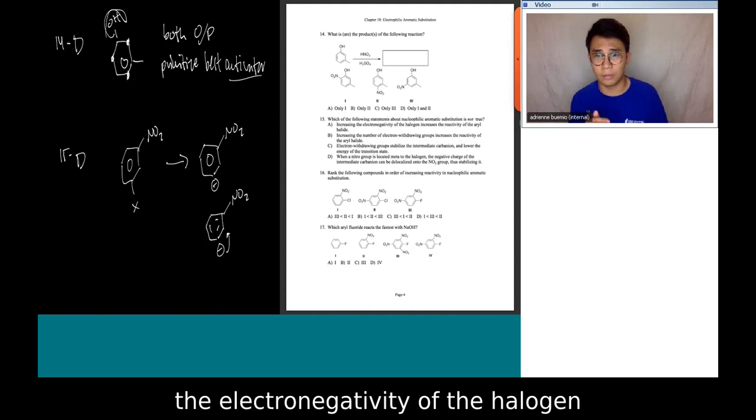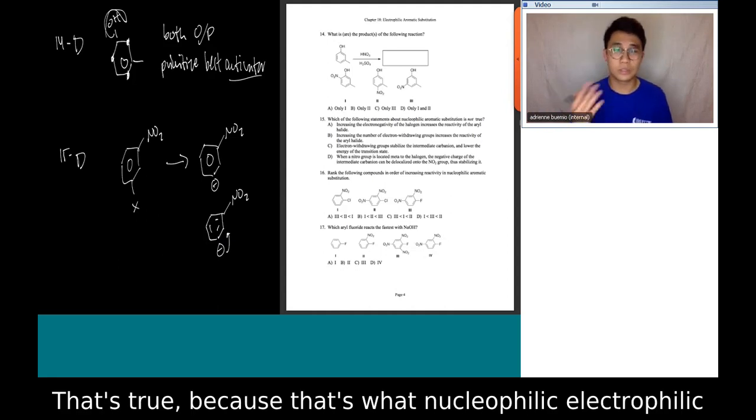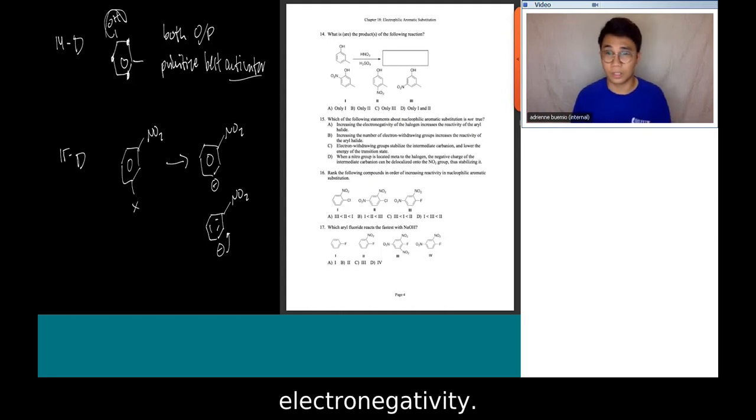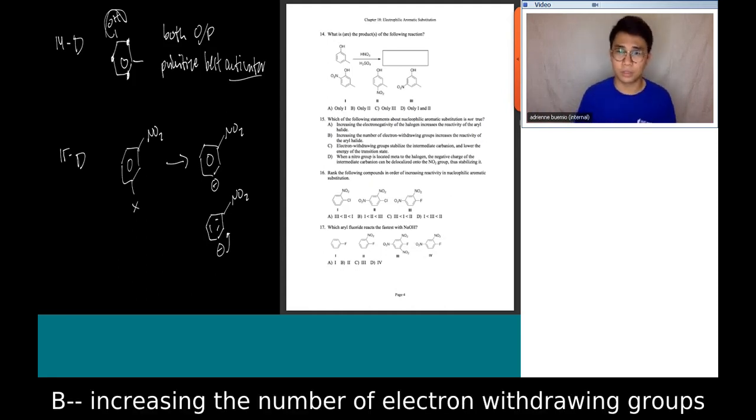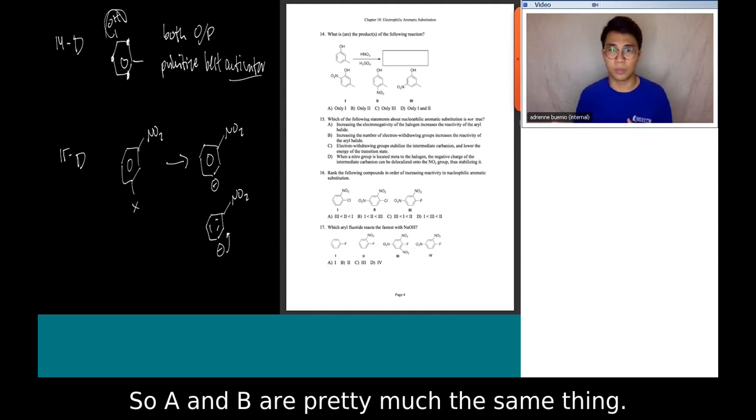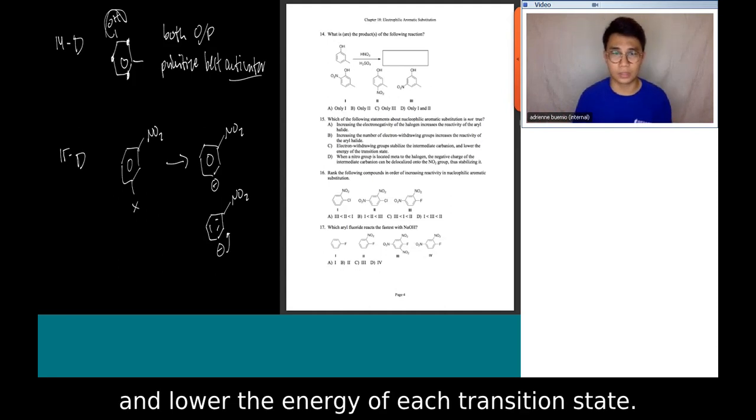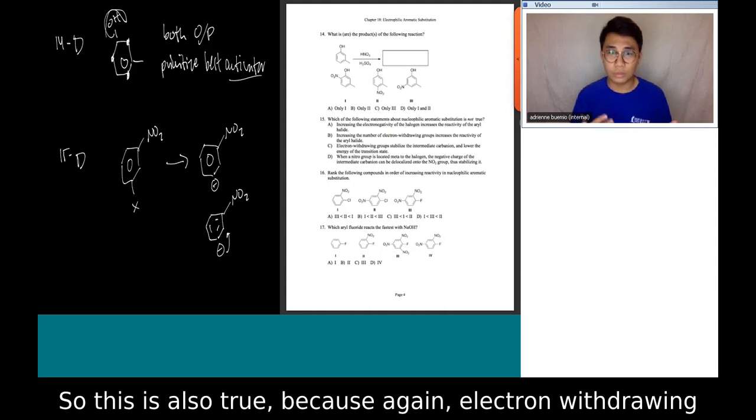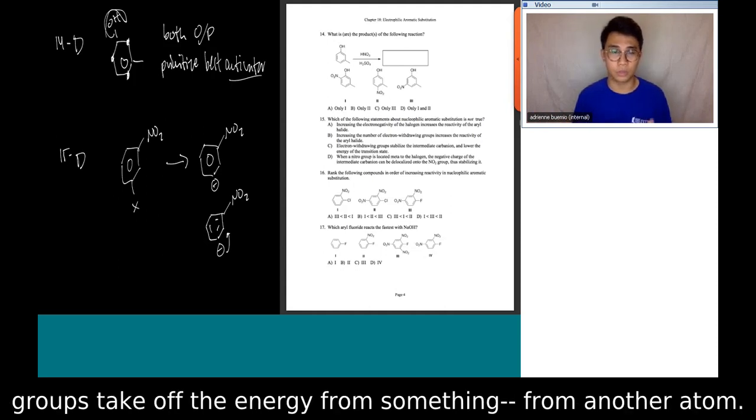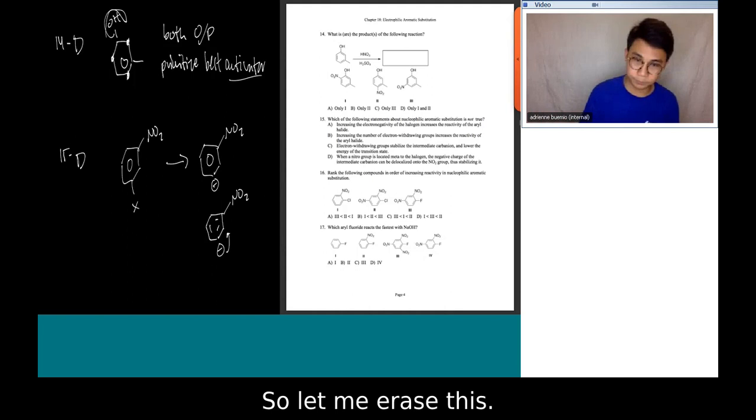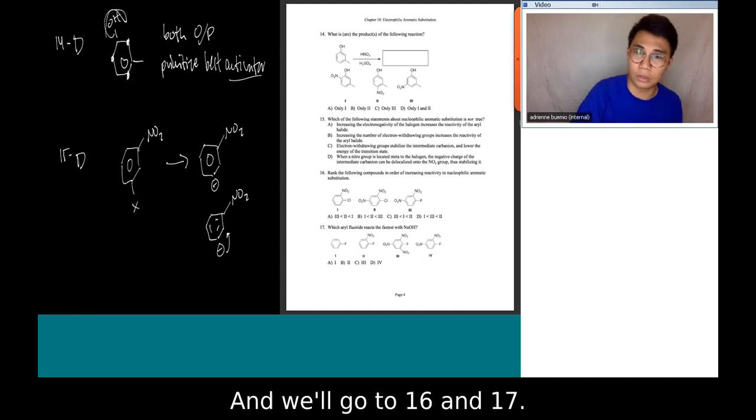A, increasing the electronegativity of the halogen increases the reactivity. That's true, because that's what nucleophilic aromatic substitution is all about. B, increasing the number of electron withdrawing groups increases reactivity. Yes, so A and B are pretty much the same thing. C, electron withdrawing groups stabilize the intermediate and lower the energy of the transition state. That's also true, because electron withdrawing groups take energy off from another atom. Okay, let me erase this and we'll go to 16, 17.